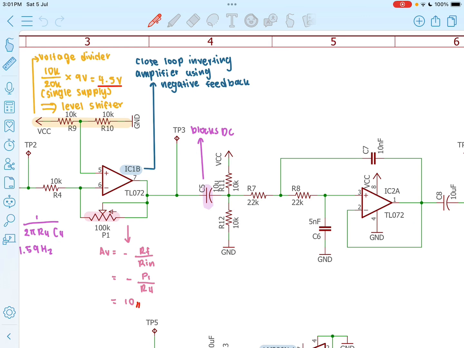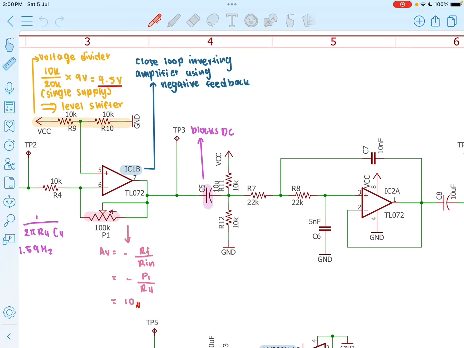To allow the op-amp to operate in single supply mode, a voltage divider using two 10K ohm resistors R9 and R10 is connected to pin 5 of the IC. This provides a midpoint voltage and shifts the AC signal up from 0 volts so that both positive and negative parts of the signal can be processed without clipping. This arrangement also functions as a level shifter, helping to center the signal around half the supply voltage of 4.5 volts. This prevents the op-amp output from being clipped when it reaches the power supply rails.